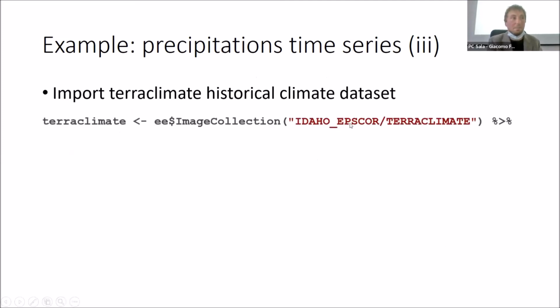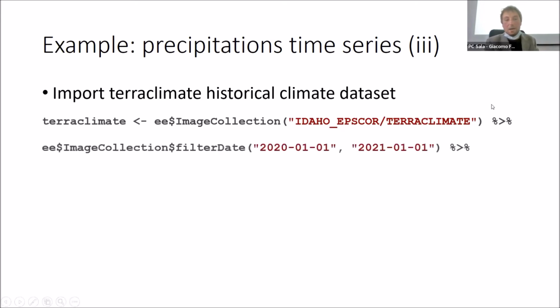And in this case, the path is this Idaho app score / Terra Climate. So you can copy paste it here, and with this function, you will load it into your session. And then you can see I'm using a pipe operator because I'm continuing to give instructions to R in the same line of code.